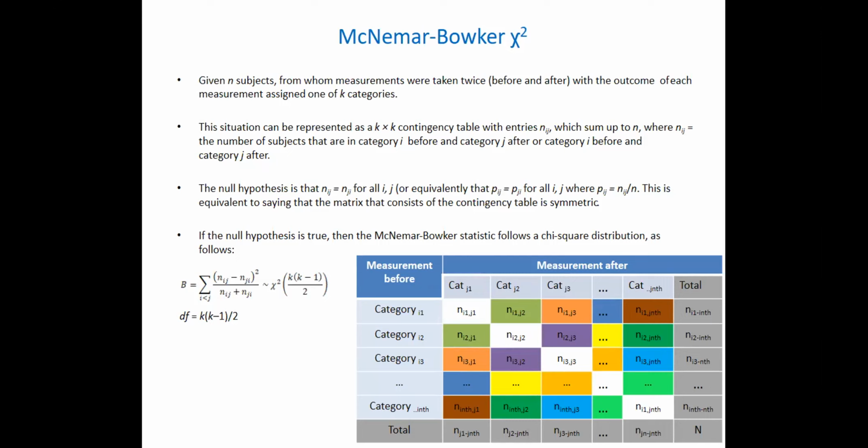This situation can be represented as a K by K contingency table. That's what you see, a 3 by 3 contingency table. If it is 4 categories, it is a 4 by 4 contingency table. It cannot be 2 by 3 or 3 by 4. It is 3 by 3, 4 by 4, 5 by 5, because it's the same category you use before and after. It's the same variable. So that's why we call it a K by K contingency table with entries of different types of cells.